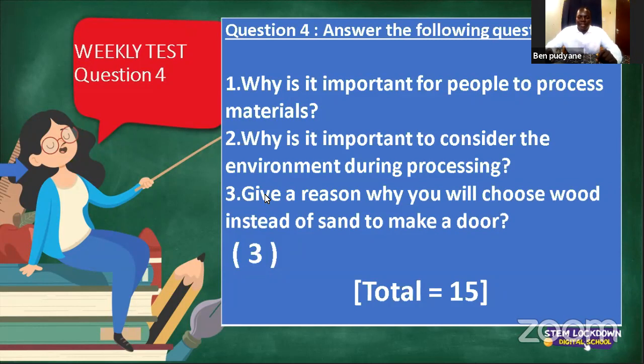Number 3, the reason why we choose wood instead of sand to make a door is that wood is light, sand is heavy. The door needs to not be very heavy. It needs something very light.